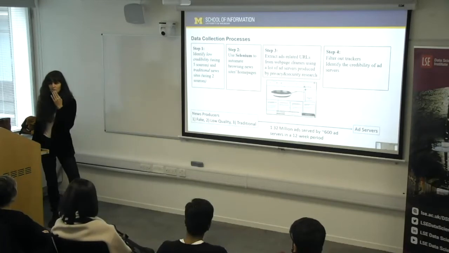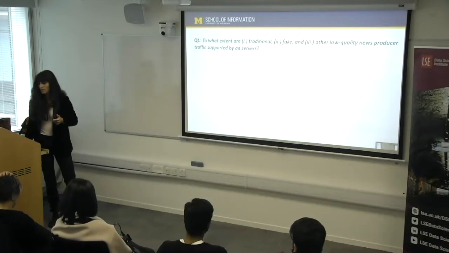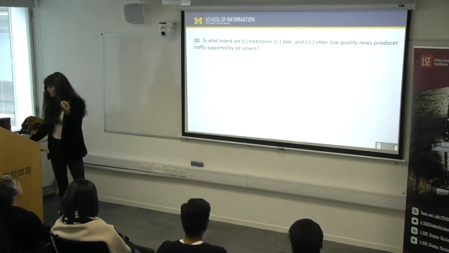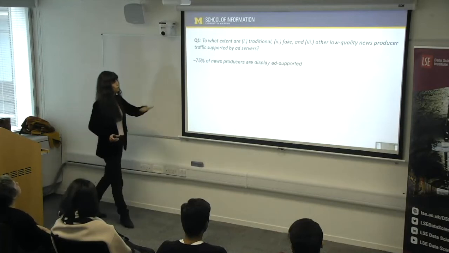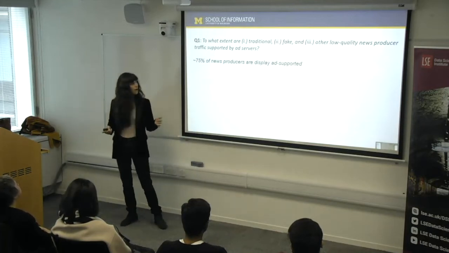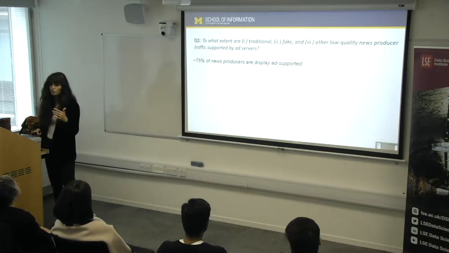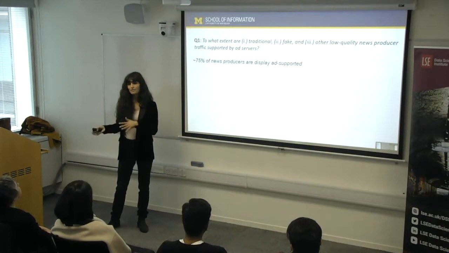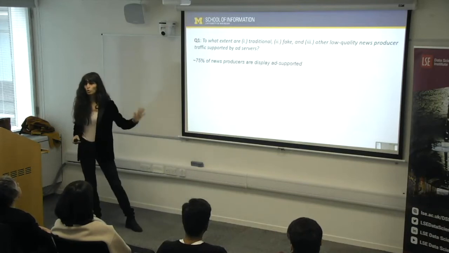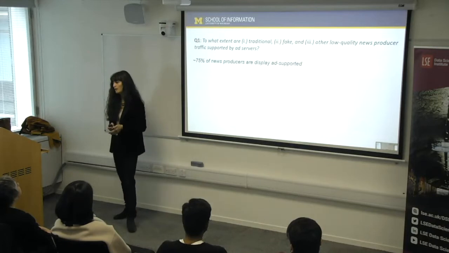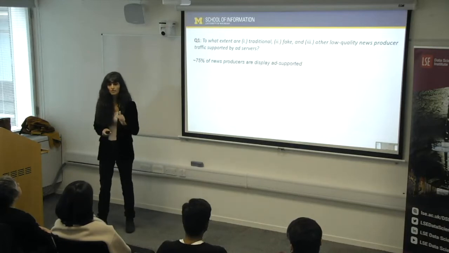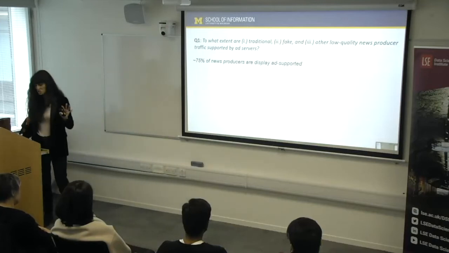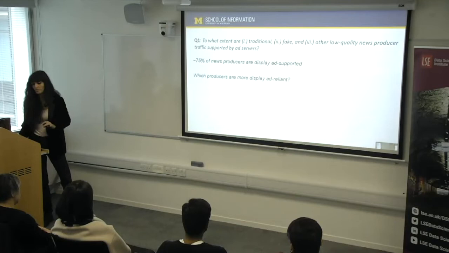Any other questions? Great. Okay, so the first question was, to what degree are they ad supported? We found that 75% of all news producers across the three categories are display ad supported, which is a pretty large number for the web, but it's comparable to our past study in 2016. In that study we looked at the overall web ecosystem, and we found that news was the highest in display ad reliance. So the numbers are still comparable to, let's say, 4 years ago.